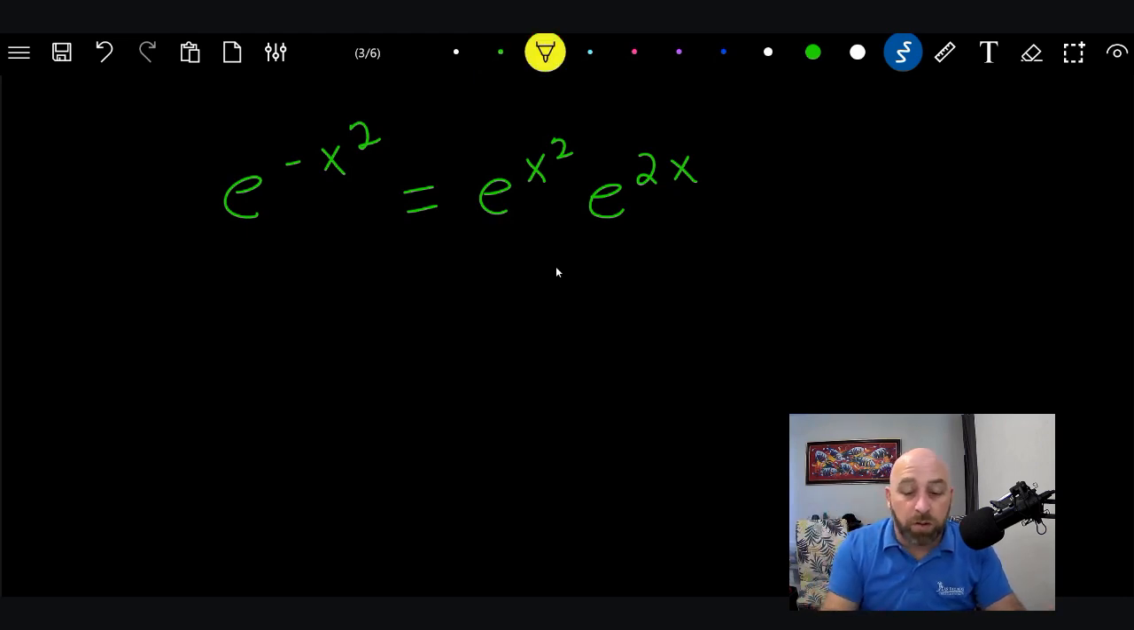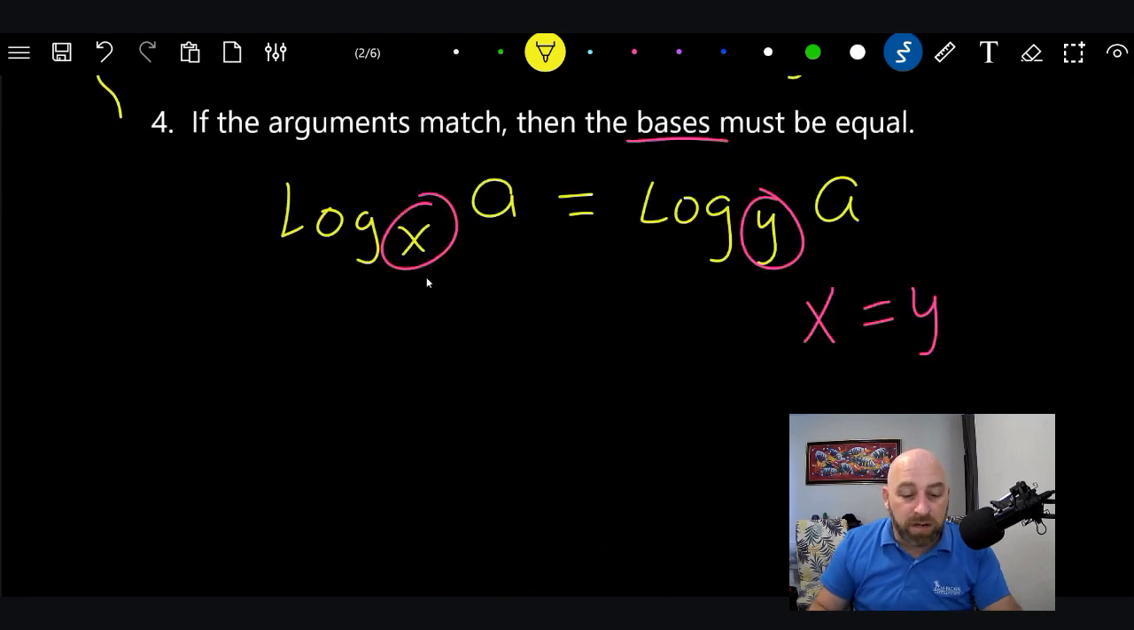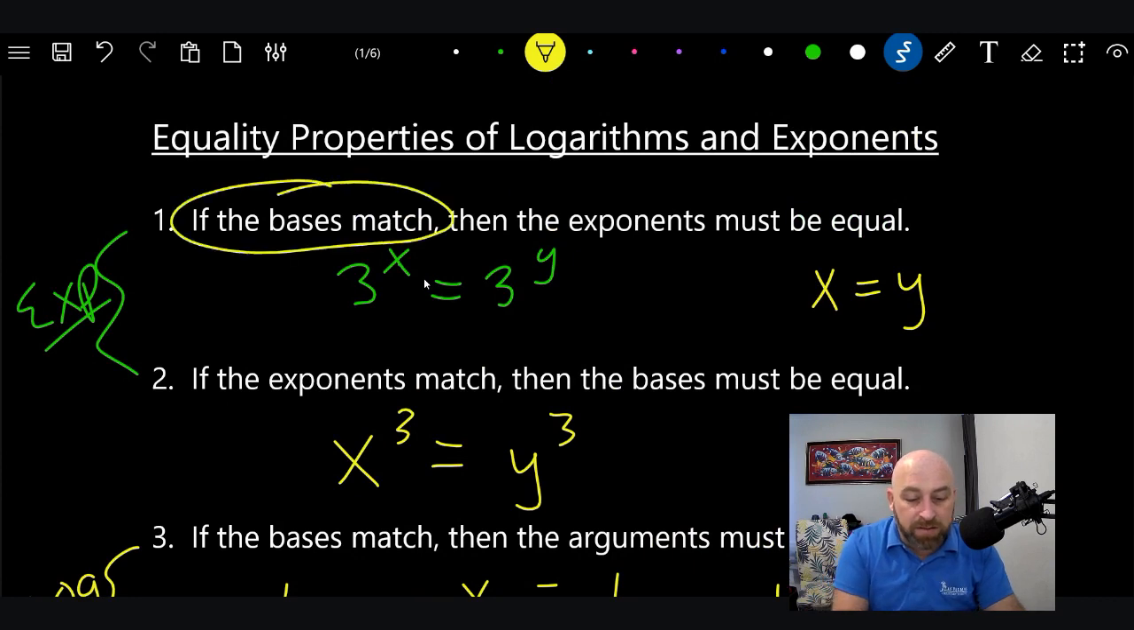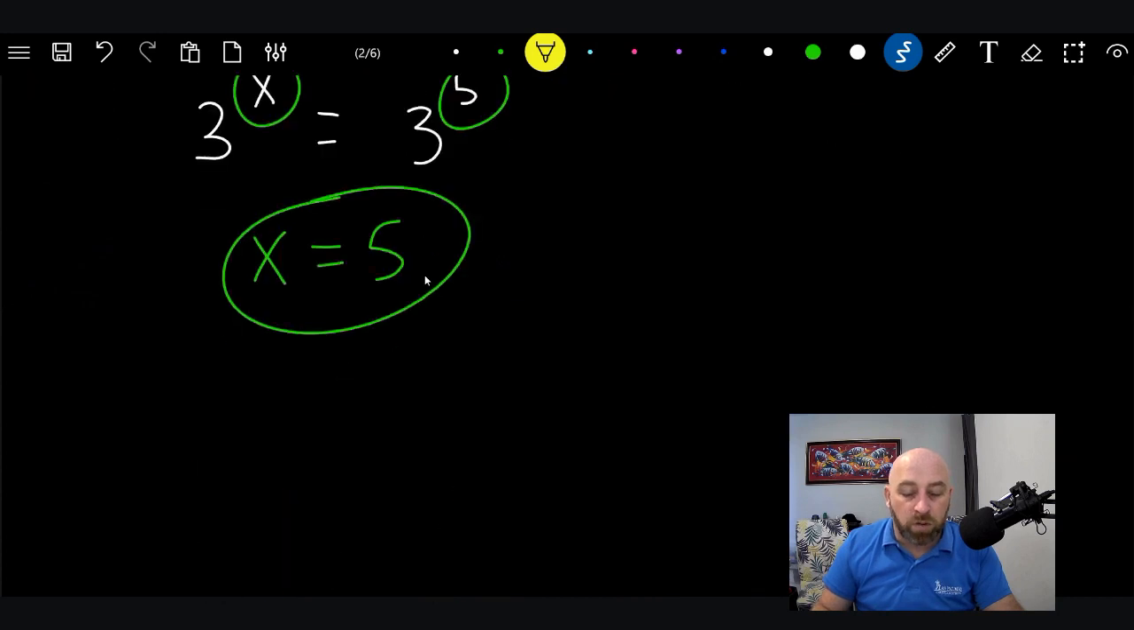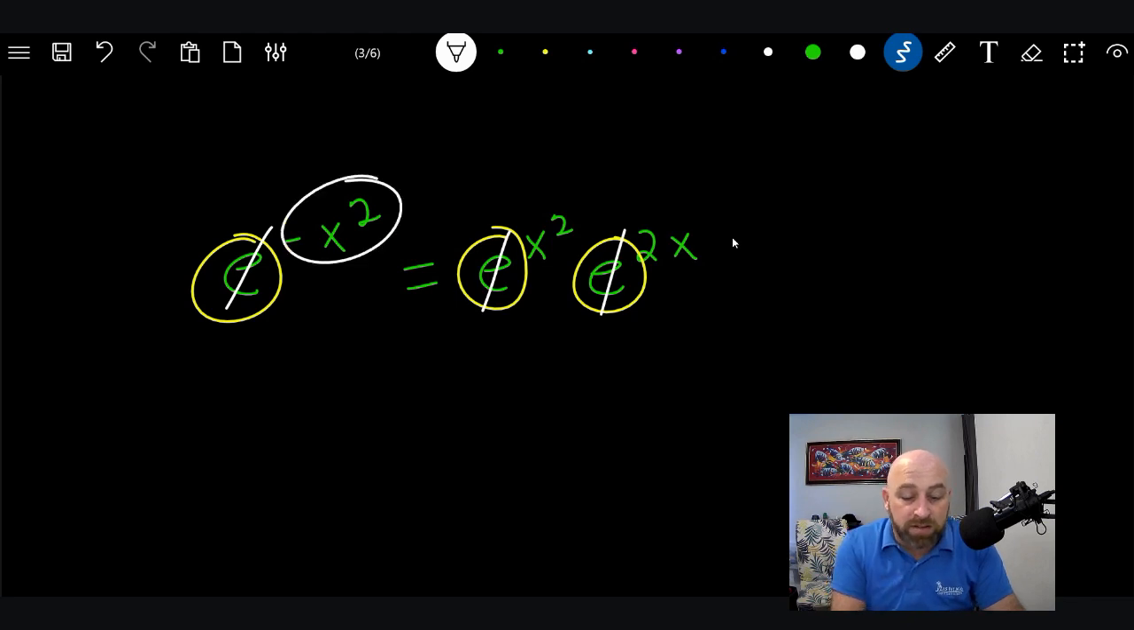Well, here's what we're dealing with. Look, base, base, base. e, e, e. What does that tell us about the bases? Well, they're equal. Well, what do we know about equal bases? If the bases match, then the exponents must be equal. So what can we do here? Well, what we can do here is we can just cancel the e, e, and e. How can we do that? Because they're equal, so that tells us that this must be equal.